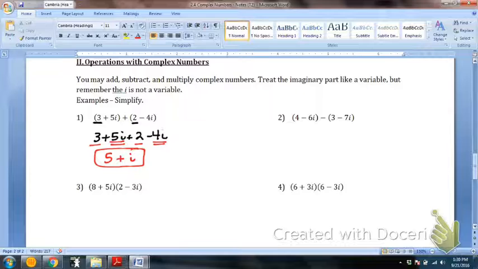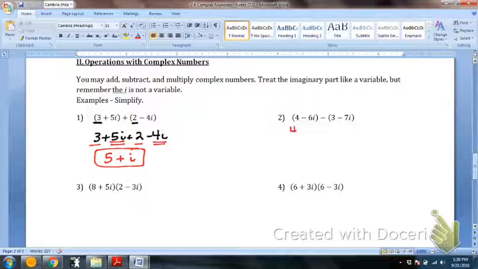Listen, i squared is negative 1. This is just i, so we're just going to leave it as i. The only time we change it around is if it's i squared. Okay, so let's do number 2.